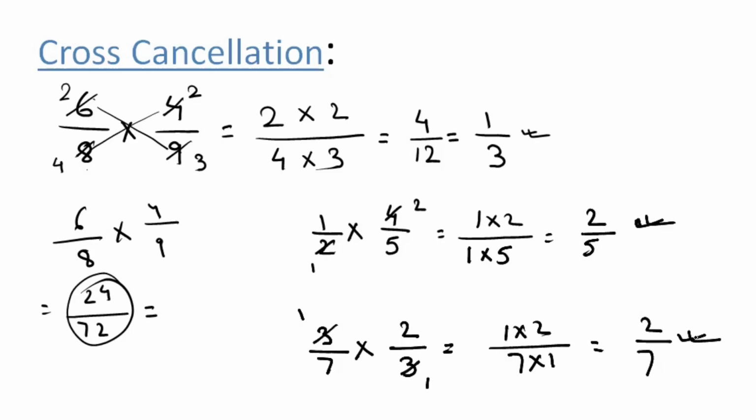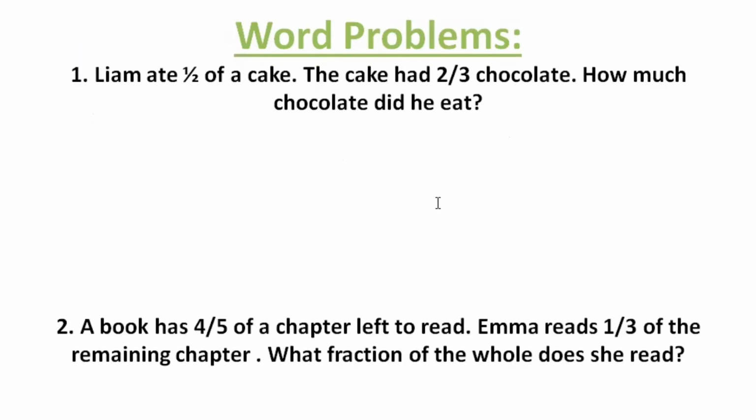I hope it's clear. The concept of cross cancellation is also clear. You have to just check whether you can do the cross cancellation or not. So the number will break down into a smaller number, and it's easy for us to multiply it and find our final answer. Okay. Now let's solve the word problems related to the multiplication of the fraction.